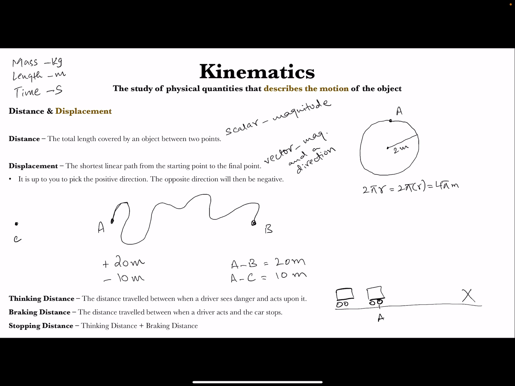Well, when I saw it, I reacted to it. But there is this short time interval in between, right? Before me seeing something and then acting on it. So at point B, I acted on what I saw by applying my brakes. And then at point C, just before the accident, thank God, I stopped, right? So the thinking distance is basically the distance between when I saw something and I acted on it. The braking distance is when I acted and I finally came to a halt. And the stopping distance is the entire length.